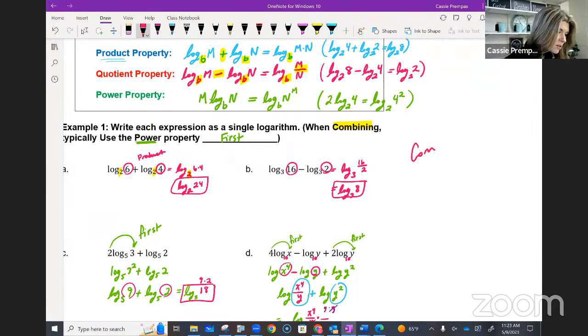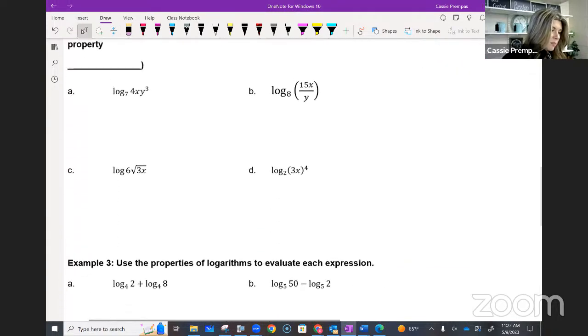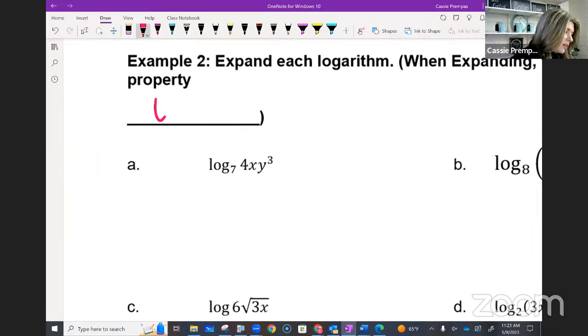When you're combining, think of that as simplifying. When you're combining, use the power property first. Think like PEMDAS, parentheses, now think power. Power goes first. We got to the end here. This was the combining section. We're going to continue with expanding. When you have all these logs together and you have to work backwards, typically you're going to use the power property last.